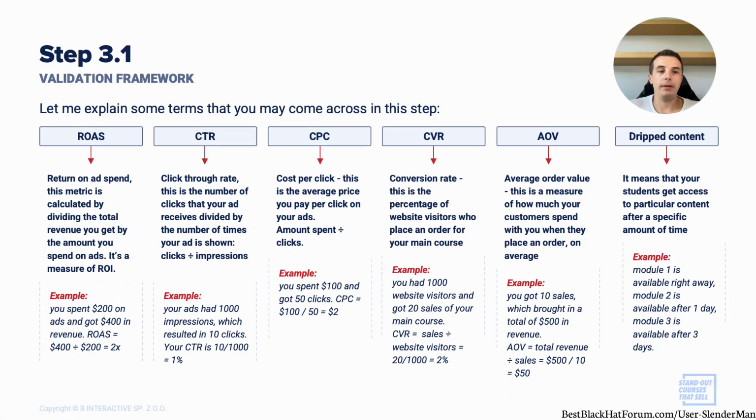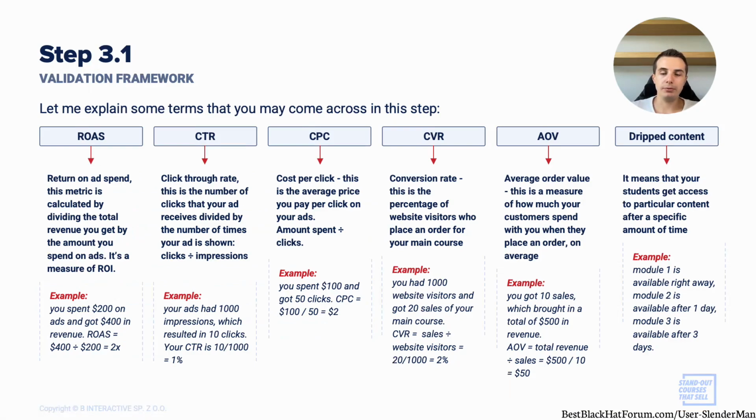Next metric is click-through rate, and this is the number of clicks that your ads receive divided by the number of times that your ads are shown. So the formula is going to be clicks divided by impressions. So as an example, if an ad had 1,000 impressions and they resulted in 10 clicks, then your CTR is 1%. Cost per click is going to be the average price that you pay per click on your ads, and the formula is simply amount spent divided by clicks. So if you spent $100 and got 50 clicks, then your CPC would be $2.